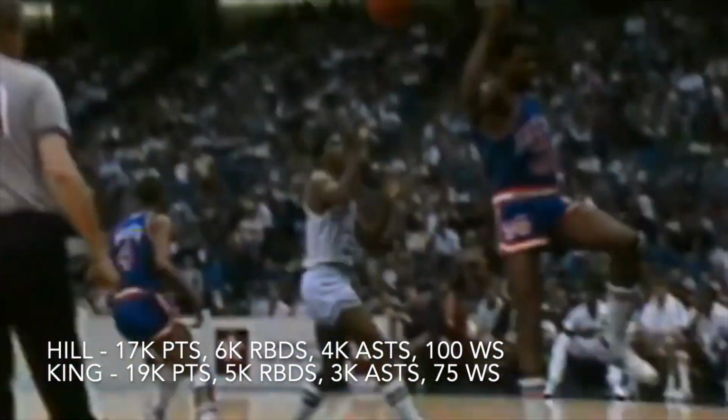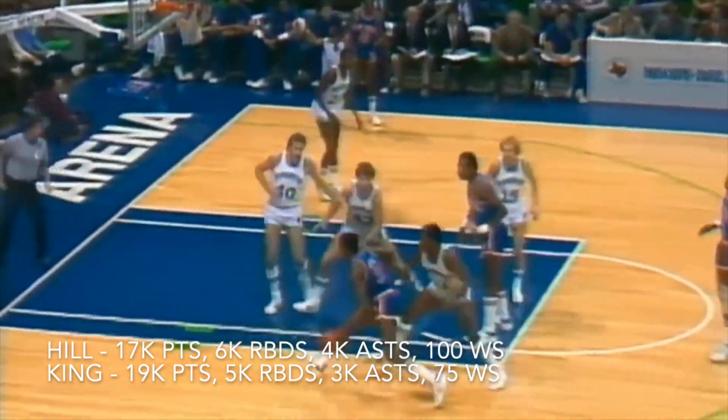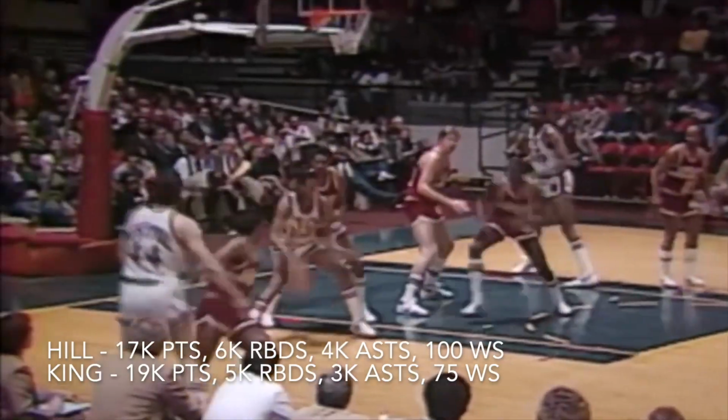In the longevity category, while both players suffered injuries that effectively ended their primes prematurely, they still ended up playing a decent amount of games in total. Both Hill and King ended up with very respectable totals in points, rebounds, assists, and win shares. Although Hill has more than King in every category except for points, and also played 150 more games to boot. So I will have to give the edge to Grant Hill here.